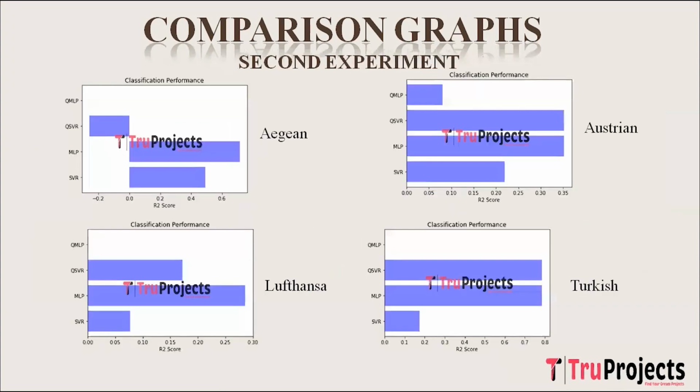And in the second experiment, concentrating on individual airlines such as Aegean, Austrian, Lufthansa and Turkish, the predictive performance of 4 models, SVR, MLP, QSVR and QMLP, was assessed. Each airline has its R-square comparison graph, providing a concise depiction of how effectively the chosen models predict airfare prices for each carrier. These are the horizontal bar graphs comparing R-square scores of the algorithms in the second experiment. The algorithm which is best performing in all the performance metrics will be used for predictions. In these graphs, on the x-axis I have R scores and on the y-axis I have algorithm names.